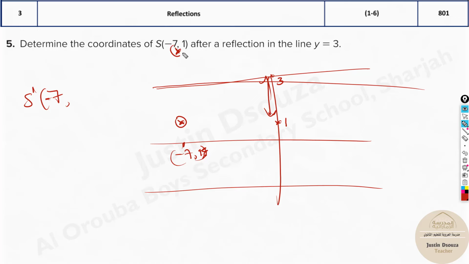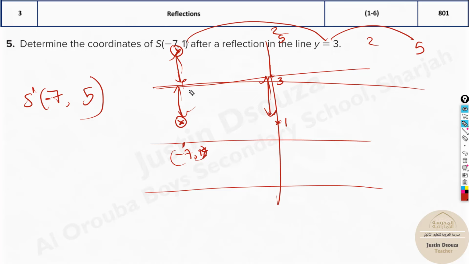But what happens is it will jump where? To 5. Why? It's 2 units. 2 units towards the reflecting line, right? From 1 to 3, how much is it? 2 units. So you need to change again 2 units. It'll be 5. So it'll be -7 and 5. That will be the answer.